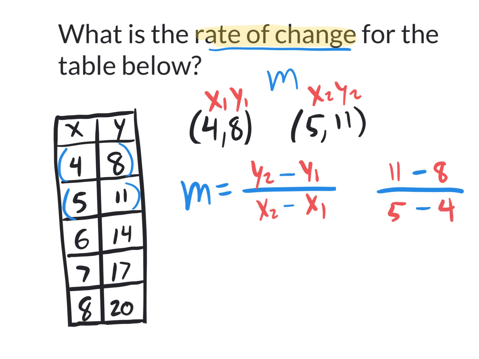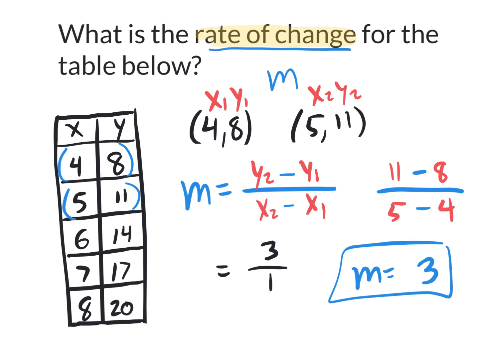And again, it doesn't matter if you use these 2 points or maybe these last 2 points. Obviously, the smaller numbers are easier to work with, so that's why I picked these 2 points. But anyway, 11 take away 8, that is a 3, correct? So up on top, we have 3, and on the bottom, we have 5 take away 4 is 1. So what is our rate of change? M equals 3. 3 is the rate of change.